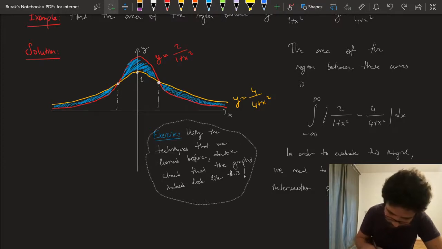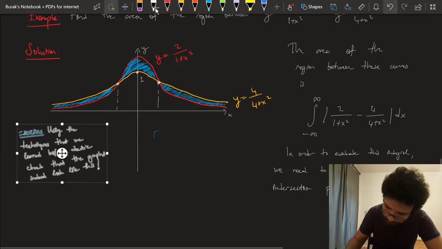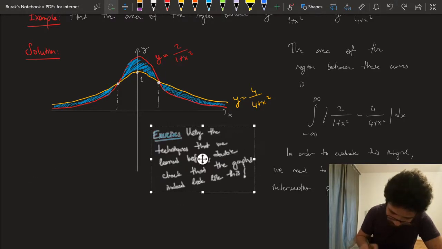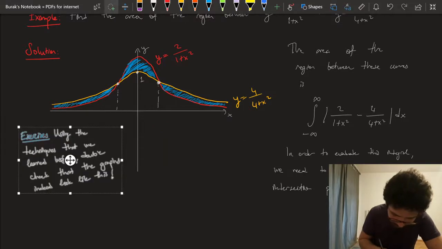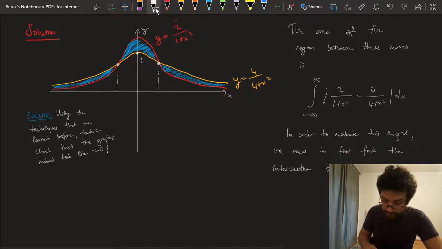This is creating a problem over there. Let's put it over here. Nope. Let's put it over here. Yes. Okay. So let's find the intersection points.